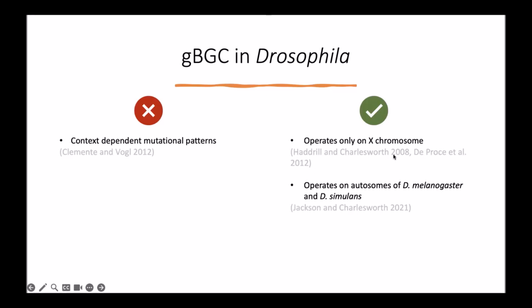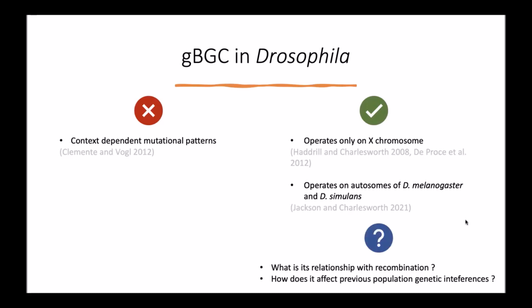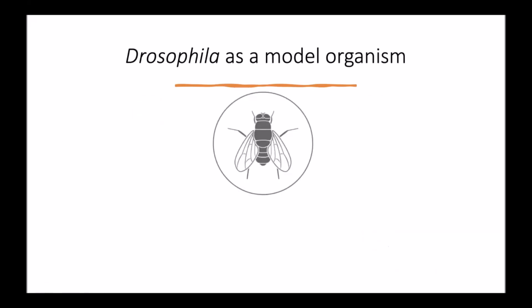If you ask me, these studies showing the evidence for GC-biased gene conversion do not answer certain questions which can lead to stronger conclusions. For example, what is its relationship with recombination, or how does it affect our previous population genetic inferences? In one of my projects, I try to more deeply understand the dynamics of this force. But before going into that, I will give some relevant population genetic findings for this species.